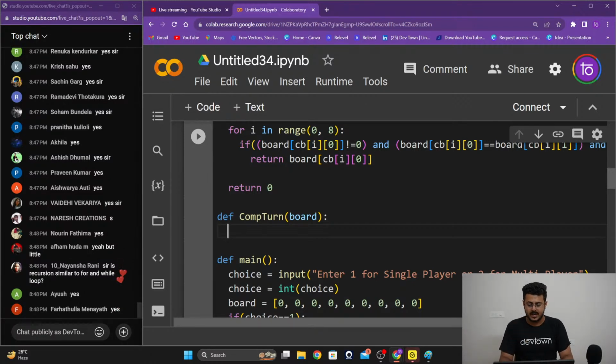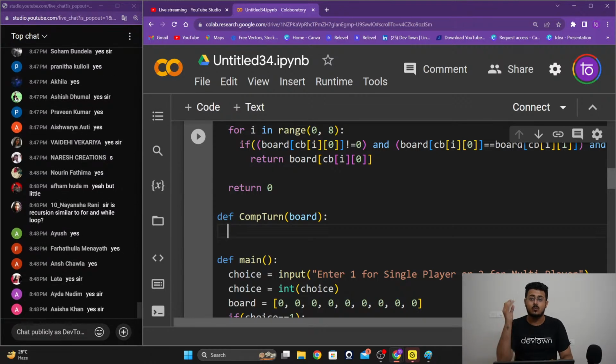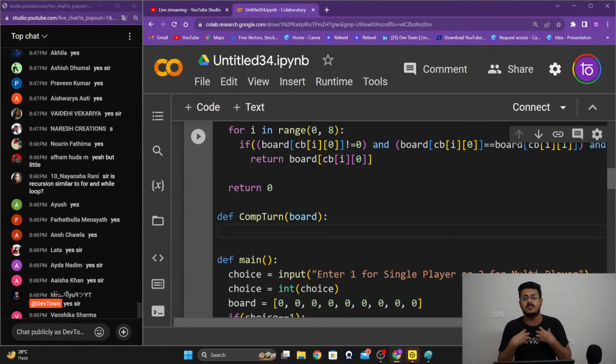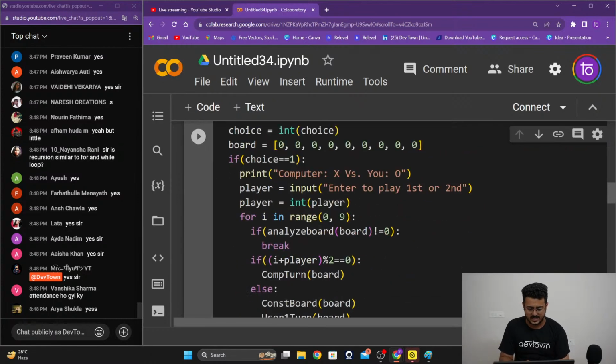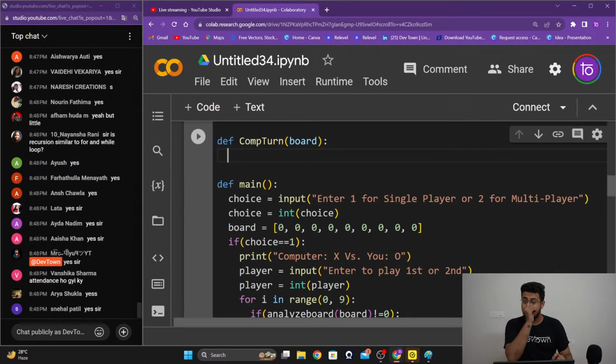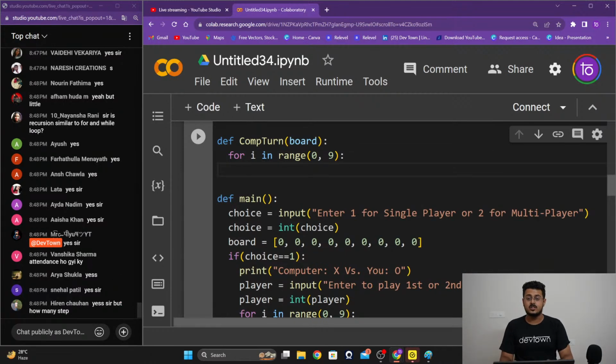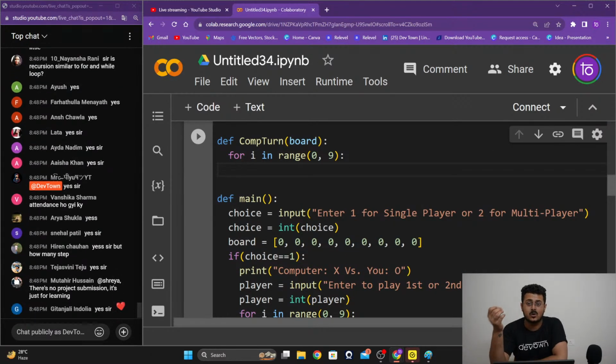What we are going to do right now is, just like the AI, first we'll check at what particular places we can put our X. I think the AI is X, right? Yes, the computer is X. So at what particular positions can I put my X? That is my aim first. So we'll do a for loop, for I in range 0, 9. Now I can place my X only in the case when it is already empty, right?